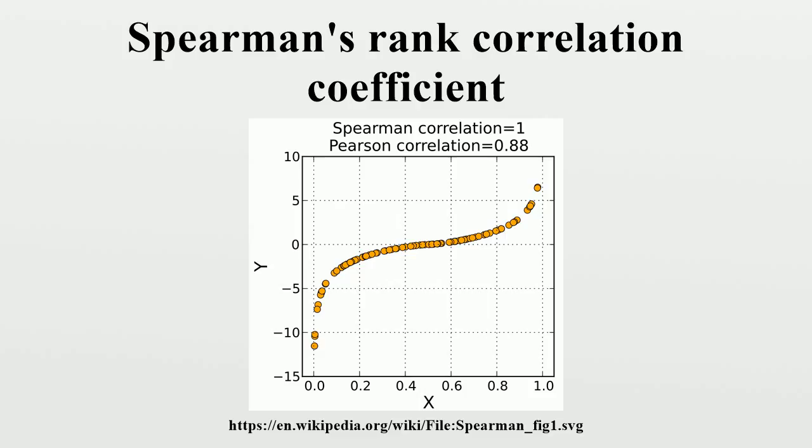In the case of ties in the original values, this formula should not be used. Instead, the Pearson correlation coefficient should be calculated on the ranks.